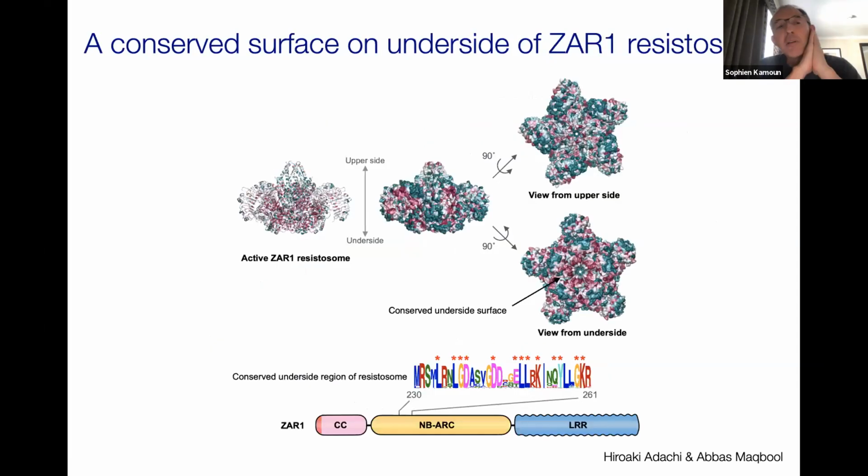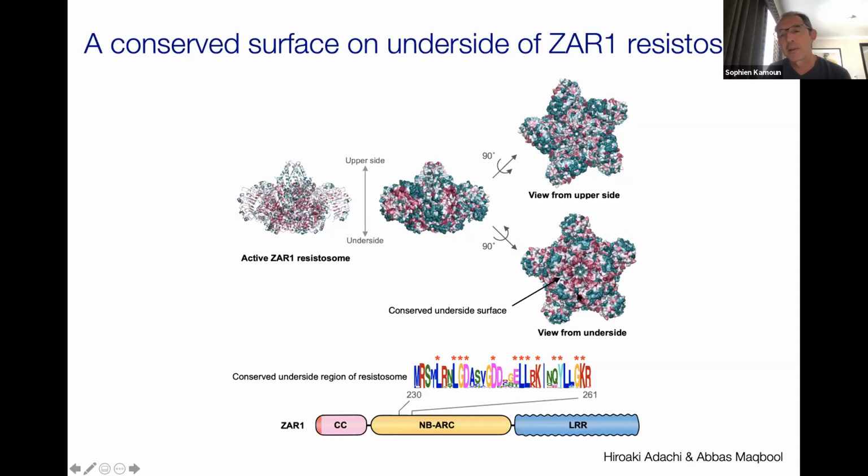This analysis also revealed an interesting new feature. This was not known as being a conserved feature of ZAR1. But if you look at the underside of the resistosome, as shown here, you see this ring in red. And that ring corresponds also to this conserved motif that we pulled out with MEME. And that ring is again really conserved, behaving as an essential feature of the ZAR1 resistosome. It's interesting because it's on the opposite side of where the funnel structure inserts in the membrane.